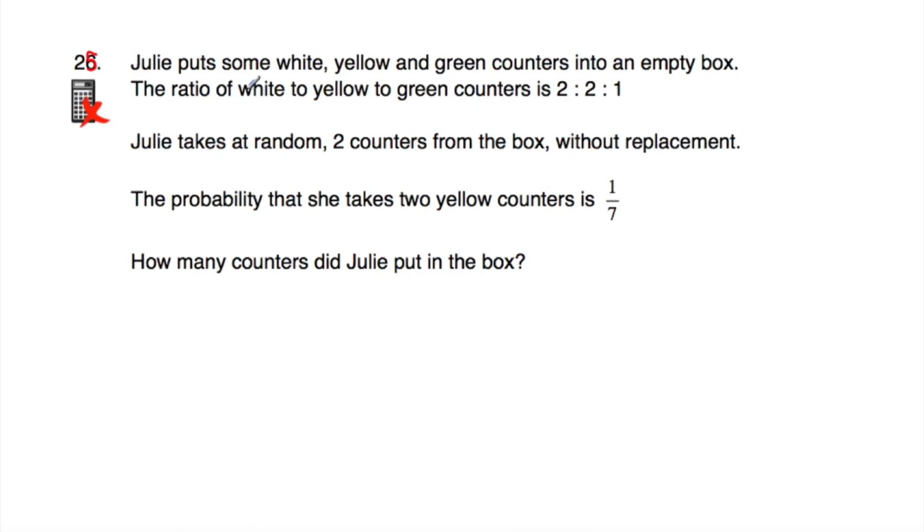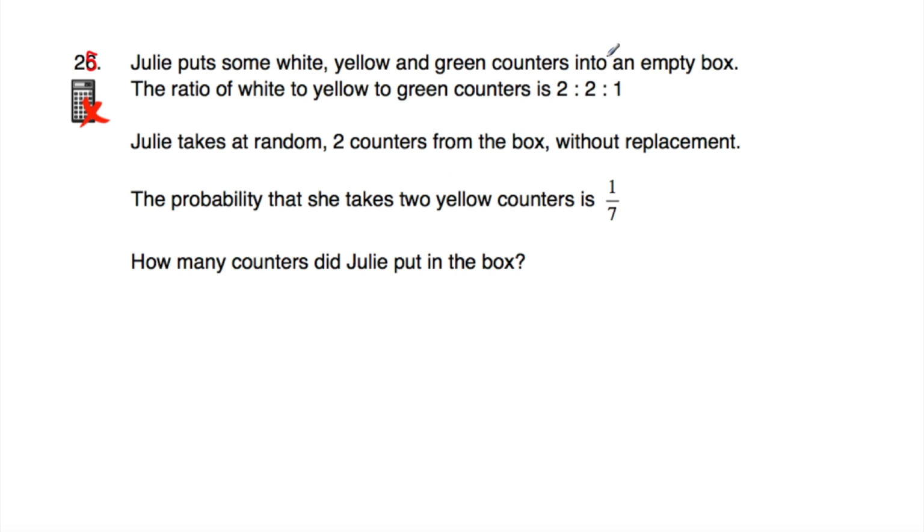Question number 25 says, Julie puts some white, yellow and green counters into an empty box, and the ratio of white to yellow to green counters is 2 to 2 to 1. It could be 2 white, 2 yellow and 1 green counter in the box. It could be 4 white, 4 yellow and 2 greens. It could be 6 white, 6 yellow and 3 greens, and so on. But we know that's the ratio, 2 to 2 to 1. And then we're told that Julie takes 2 counters at random from the box without replacement, and the probability that she takes 2 yellow counters is 1/7. The question says, how many counters did Julie put into the box?